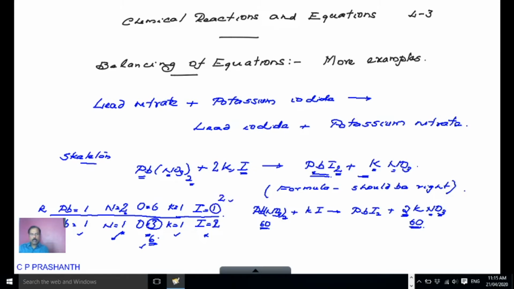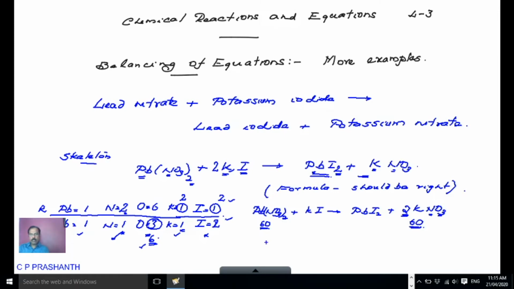Now let us see what happened to iodine. What about the potassium? Potassium is not balanced. On the right hand side we have 2 potassium. Left hand side we have only 1 potassium. Iodine we have 1 on the left and 2 on the right. So you know what is to be done. Let us make 2KI, that will balance both potassium as well as iodine.